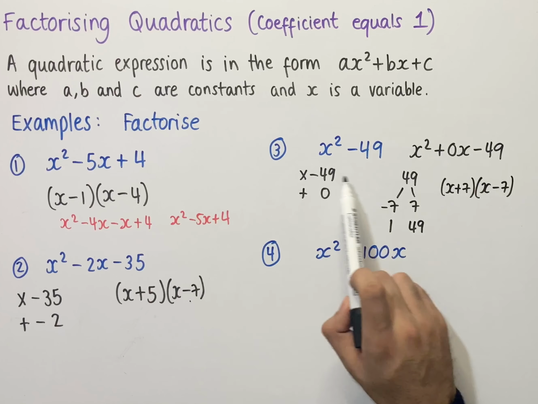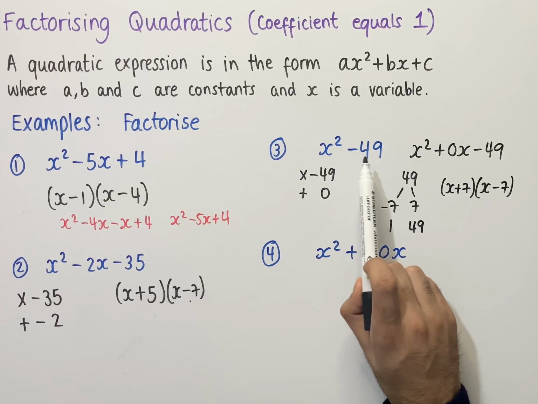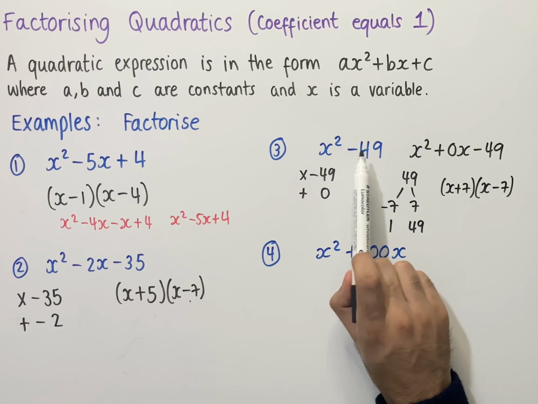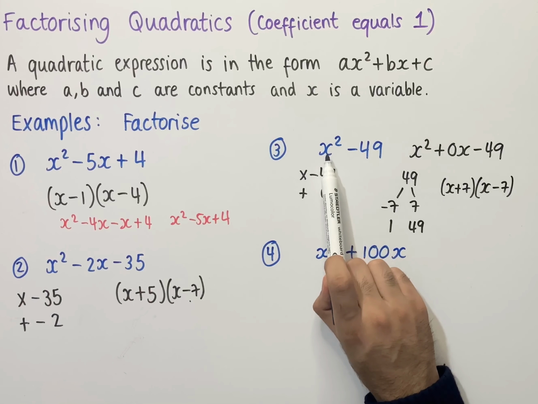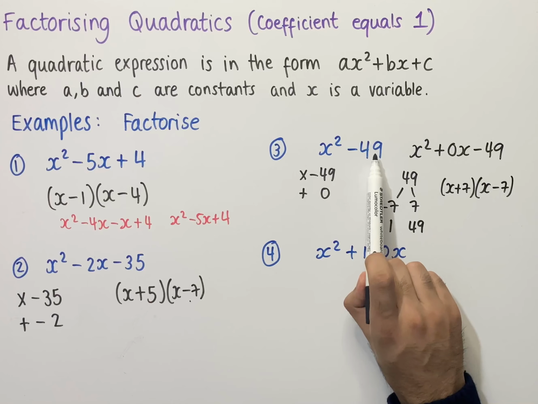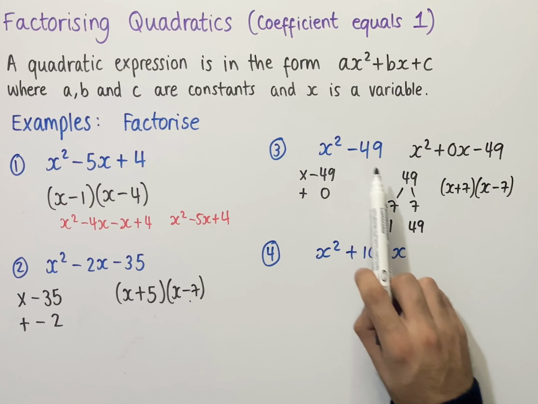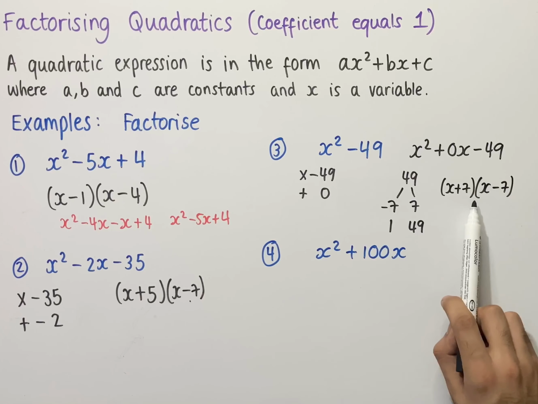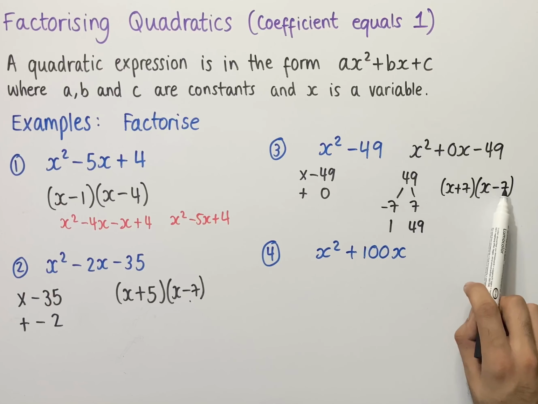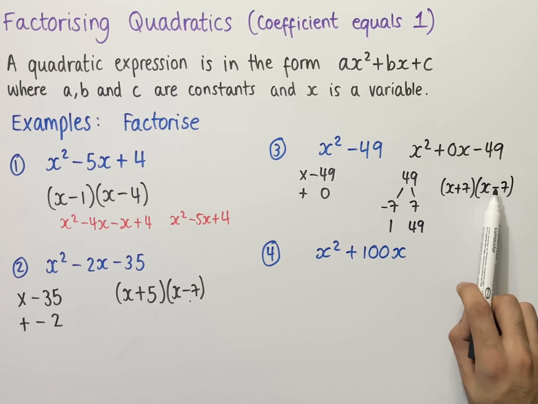In this situation, we call this the difference of two squares. Since we have a difference, so that's the minus sign here, and we have two squares. The first term here is x squared, the second term here is 7 squared. And so two squares will always be in this form, where you have the same number or the same letter repeated with a positive and a negative sign.